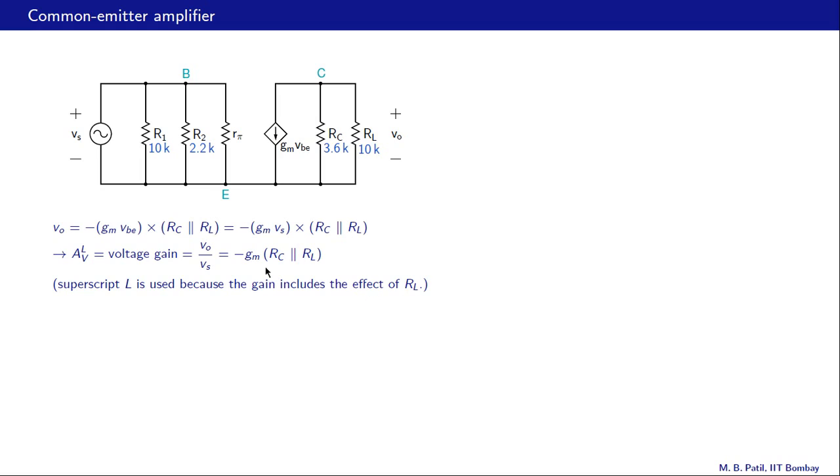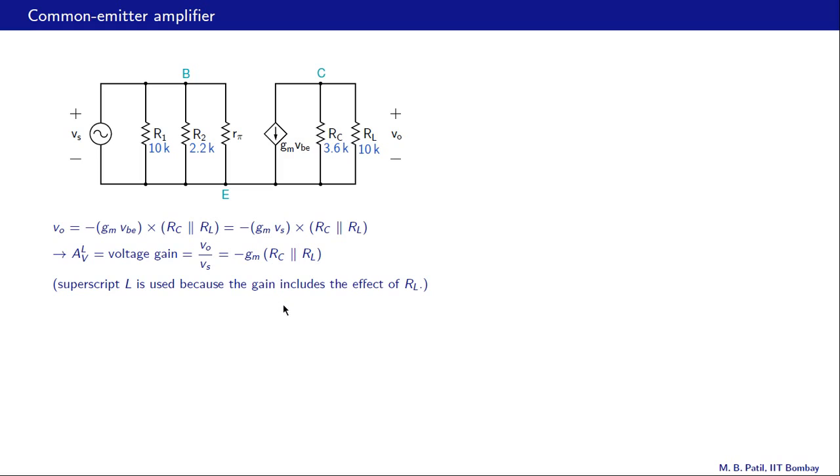So what is the voltage gain? It is Vo by Vs, and we already have Vo here in terms of Vs. So all we need to do is to take Vs on the other side, and then we get this expression for AVL. So that is minus gm times RC parallel RL. And as we can see from this expression, AVL does include the effect of RL here. If we change RL to some other value, this is going to change, and therefore AVL is going to change.